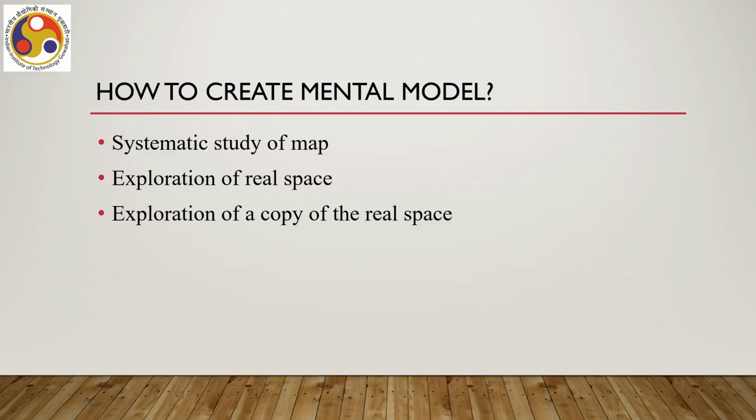Now, how can we create the mental model? Essentially by aiding the user to get the knowledge, to understand the knowledge or to infer the knowledge. This can be done by the traditional methods: systematic study of the map of a place, exploration of real space, exploration of a copy of the real space or a model of the real space. Either method or a combination of all may give us the mental model or the cognitive model.